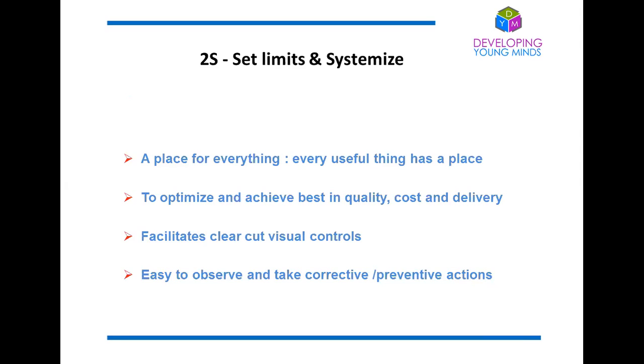These are the things which will help you to optimize and achieve the best in quality, cost and delivery on the shop floor, right? So basically, in the places where we create some visual controls, that will help you to systemize it, right? I can show examples there when we come to the photographs, right? Easy to observe and take corrective and preventive action. That is the way: after sorting out, you have to make sure that you keep things at the place where they have to be.